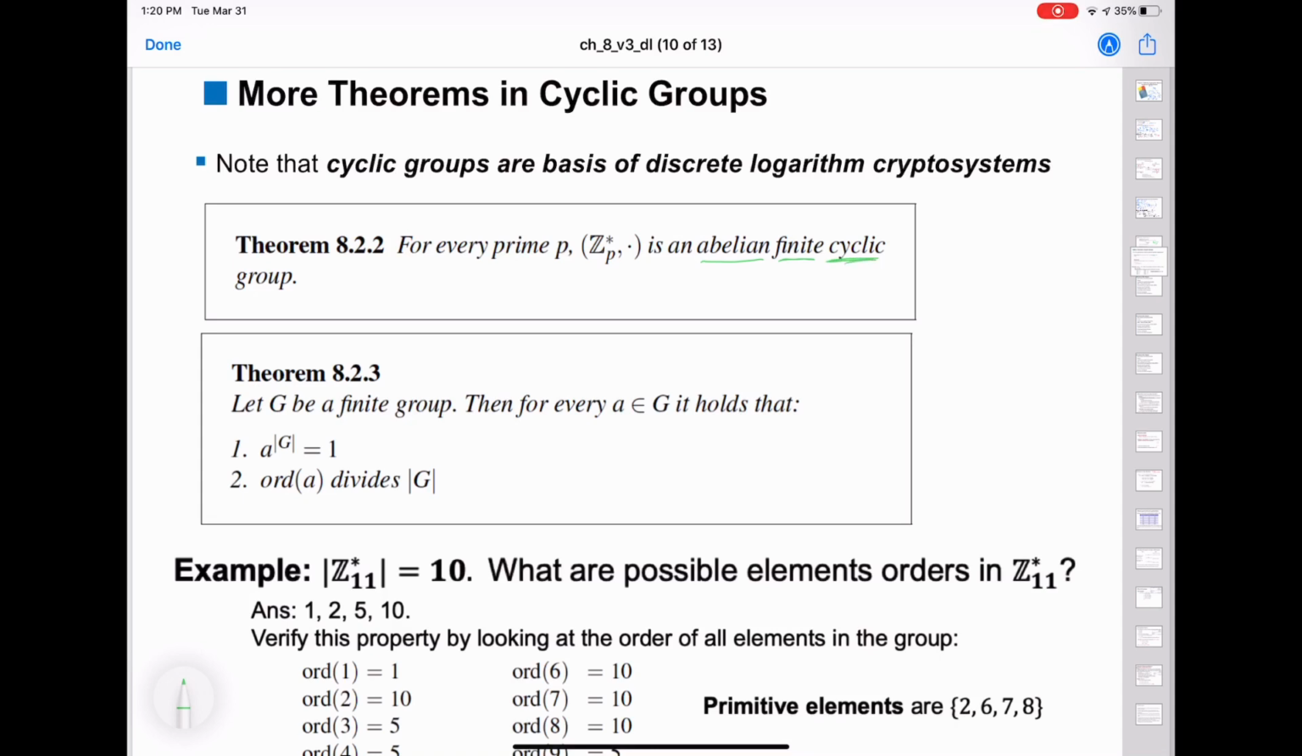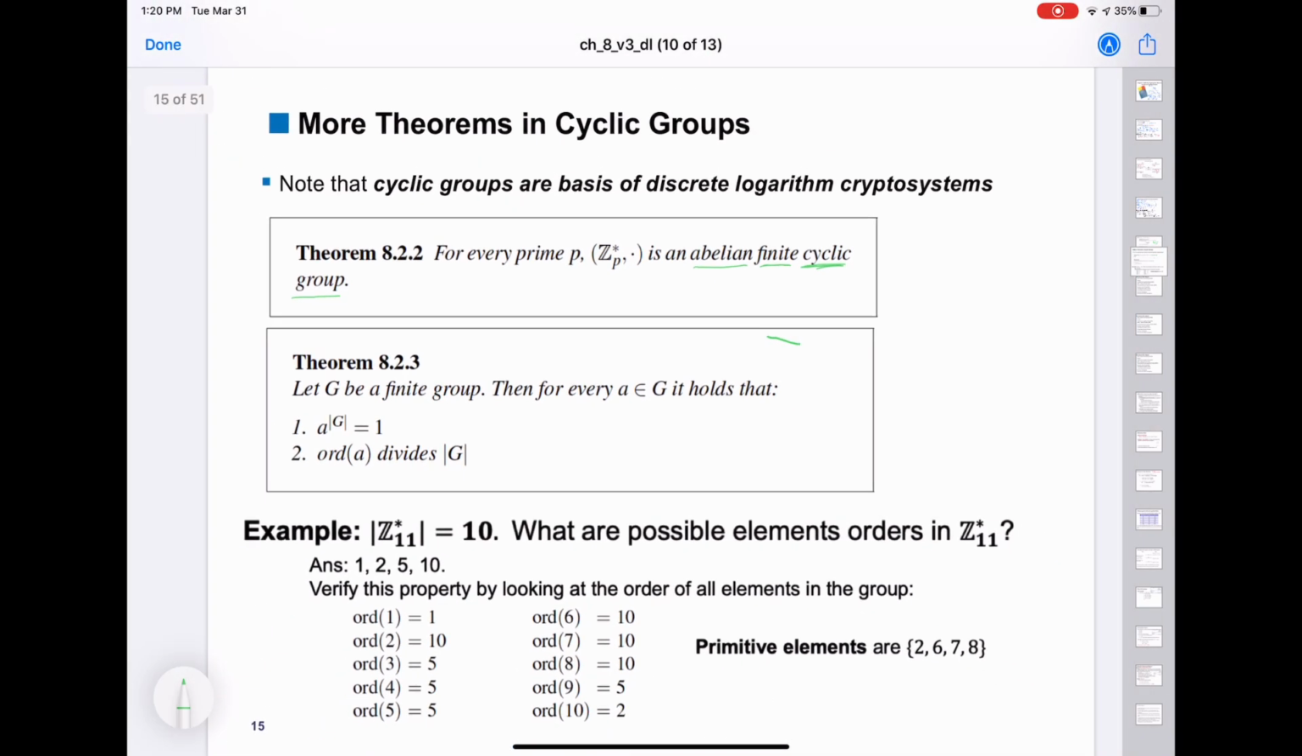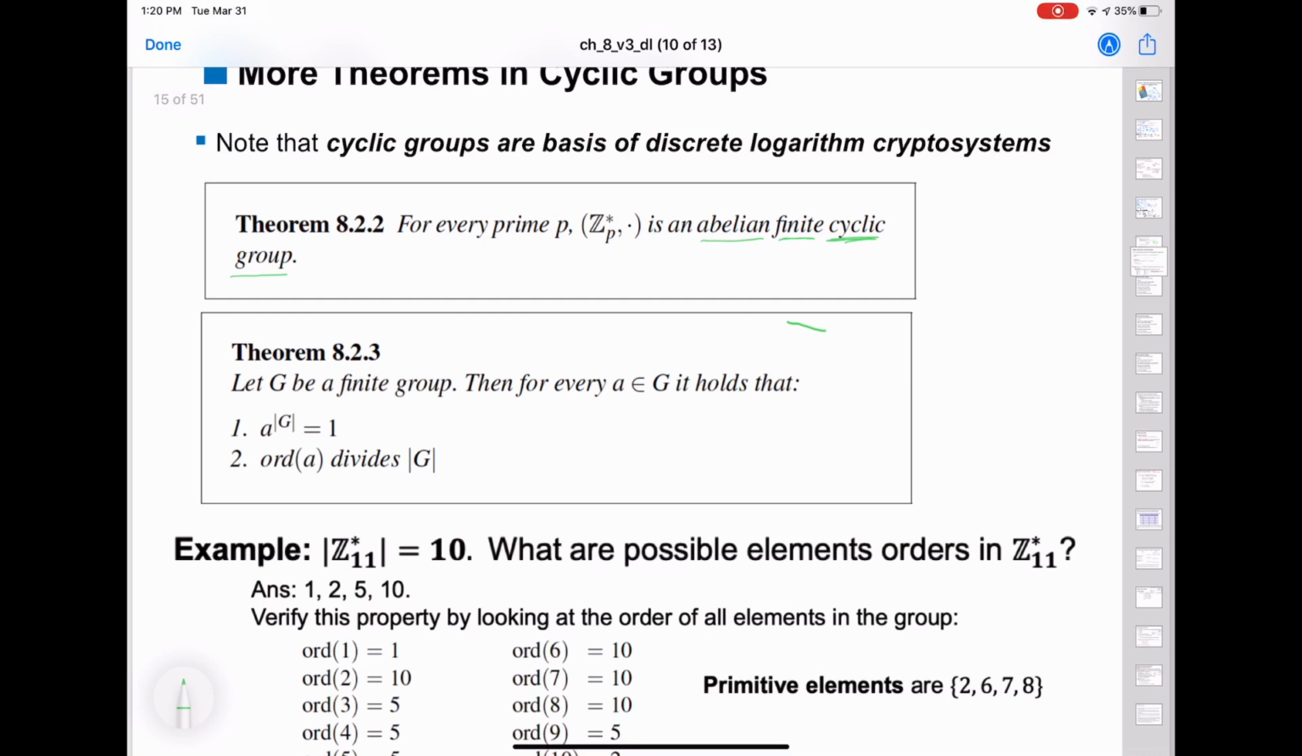It means that it has a generator and it also satisfies those conditions which we talked about for groups. Yes, satisfies. Then this is very important, the theorem saying that Zp star is an abelian, finite, cyclic group. So it satisfies these four conditions, abelian finite cyclic group, this Zp star. Make sure that because of that we can use, for example, Diffie-Hellman key exchange and other protocols. Let's go to the next theorem.